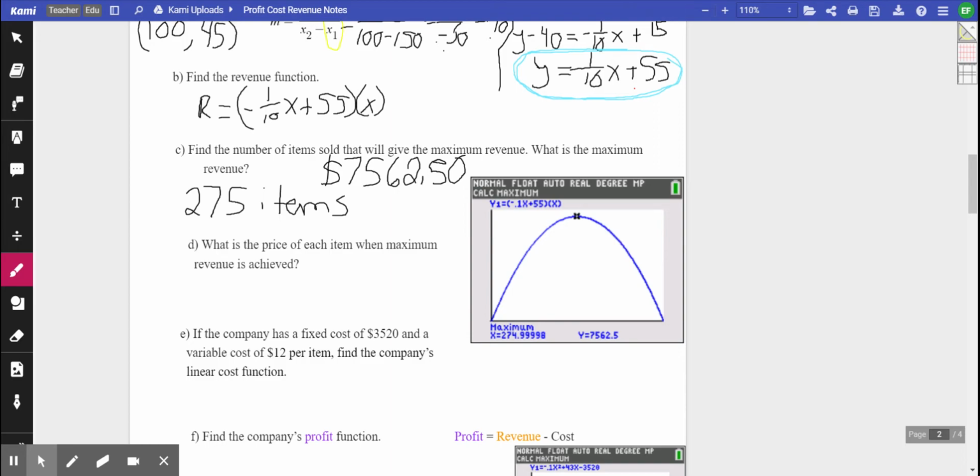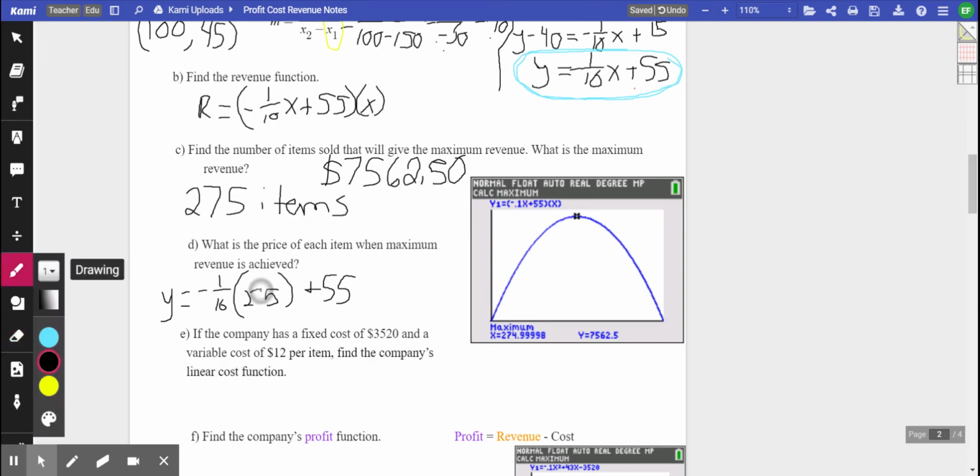So, okay, well, we know what our price demand function was. That was the blue one from up above. So if we take that same function, but we plug in the 275 items, -1/10 x plus 55. So if we plug that in, we will be able to get our final answer there of what our price should be. So if we simplify this, we get, looks like $27.50.